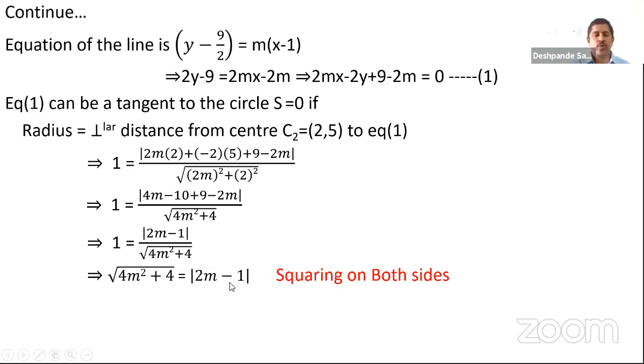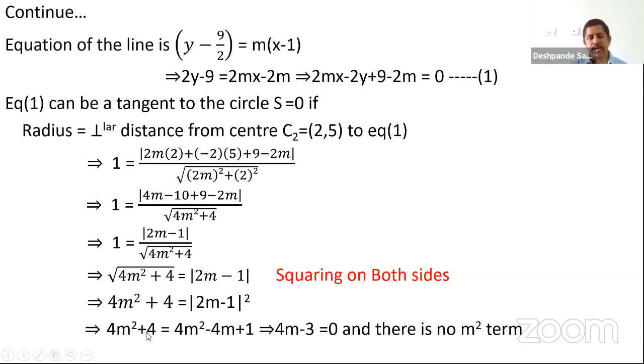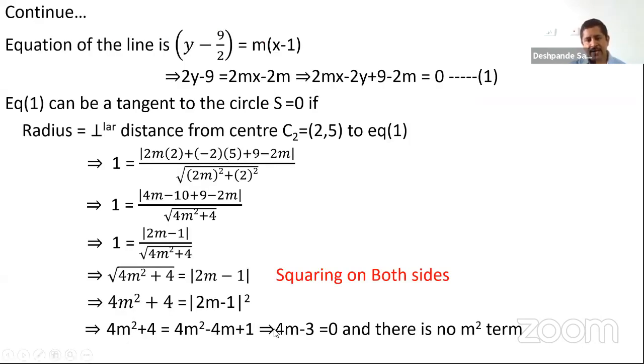So you're going to go for squaring on both sides. When you square both sides, 4m square plus 4 is equal to the square of (2m minus 1). Squaring this, 4m square plus 4 is equal to, now (a minus b) whole square: a square 4m square, 2 into 2 into 1, so minus 4m, plus 1. Now what you are observing is that 4m square is getting cancelled off on both sides. So you get the equation 4m minus 3 is equal to 0.